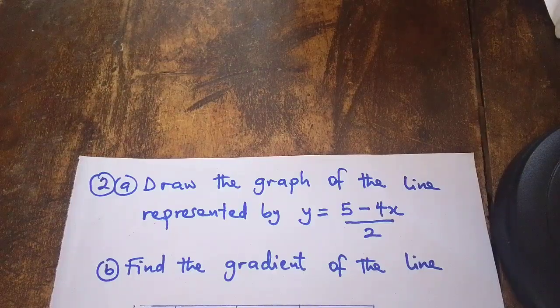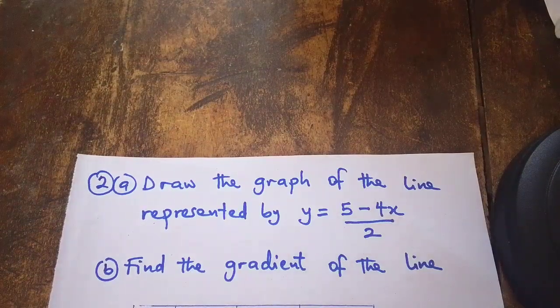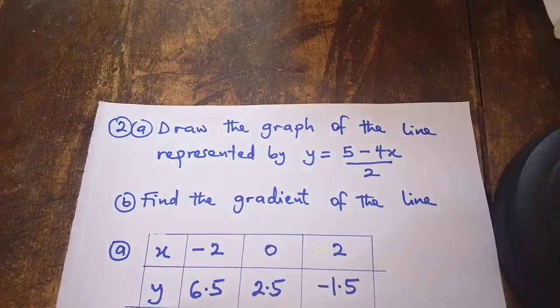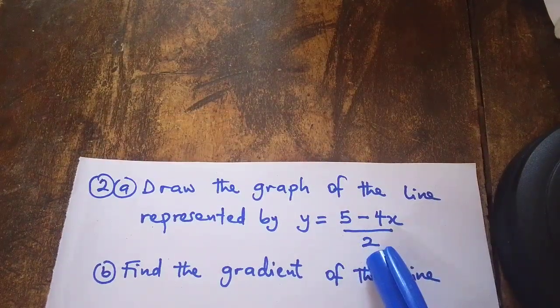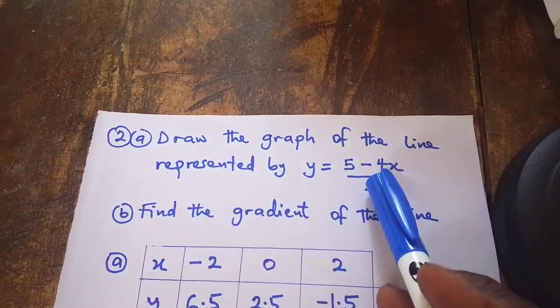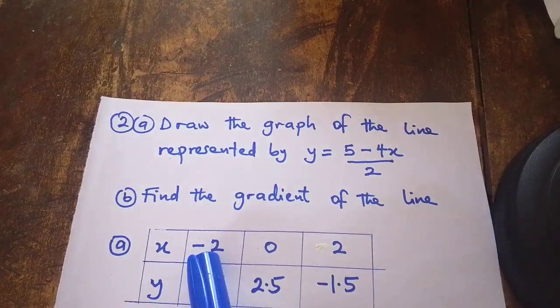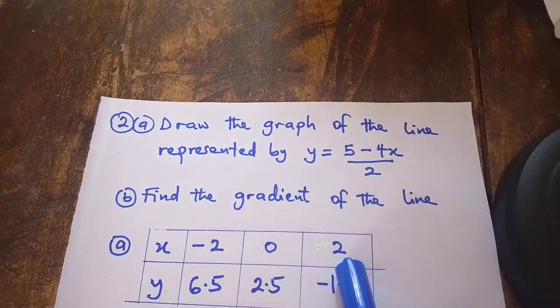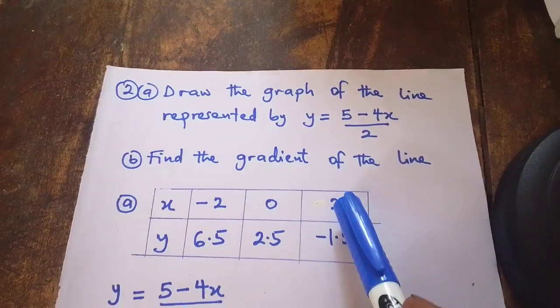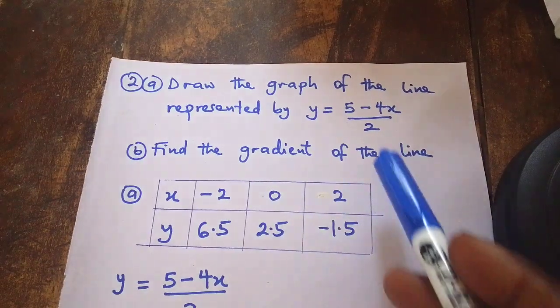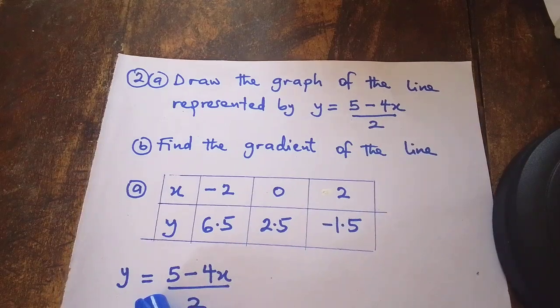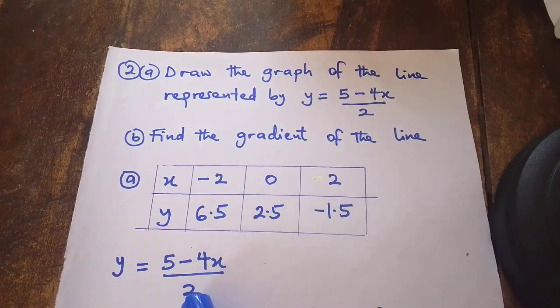So, first of all, you have y equals 5 minus 4x over 2. I'm going to pick some values for x: when x is minus 2, 0 and plus 2. So I will now substitute into the formula y equals 5 minus 4x over 2.